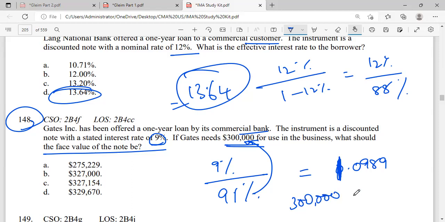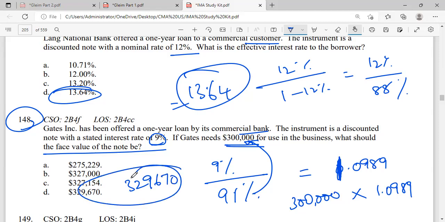I basically need 300,000. So how much should I borrow? 300,000 into 1.0989, which equals 329,670. Everyone there with me? 329,670 is the answer in here. I hope you guys are able to follow me.